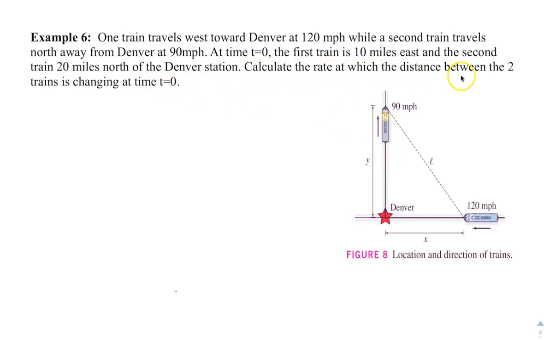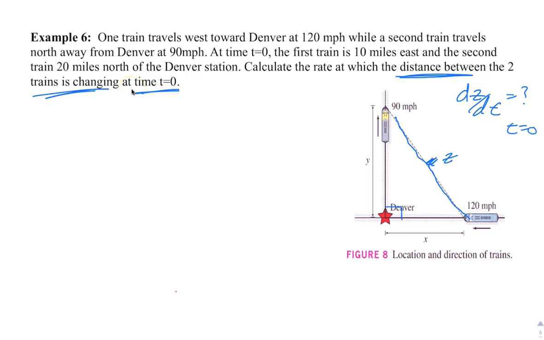Calculate the rate at which the distance between the two trains is changing at time t equals 0. So I'm going to go a little faster on this one. The distance between the two is this guy right there. They have L. I'm going to change that to Z. So we want to find dz/dt at time equals 0.